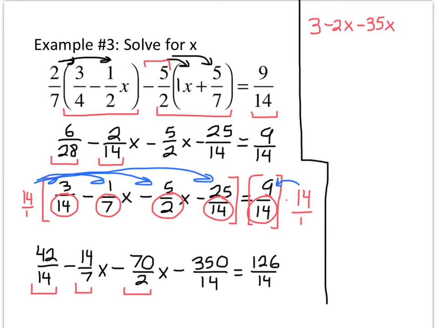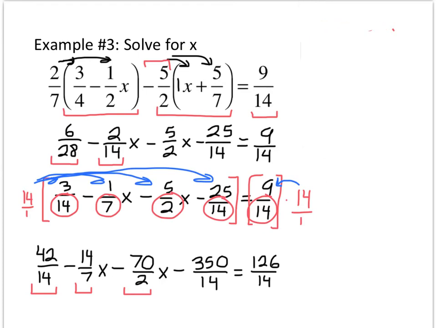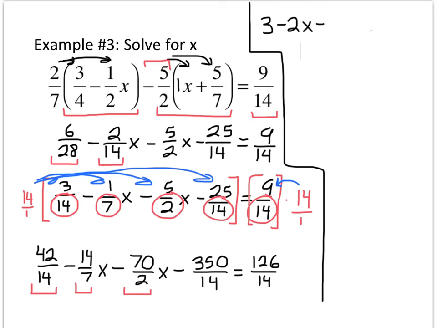I'm going to start rewriting that again just because I can see I'm going to run out of room here. But if I give myself a little bit more space, that first term ended up being 3 minus 2x minus 35x. The 350 over 14, if we reach for a calculator, we can see that that actually just divides down to 25. And then the 126 over 14 just becomes a 9.